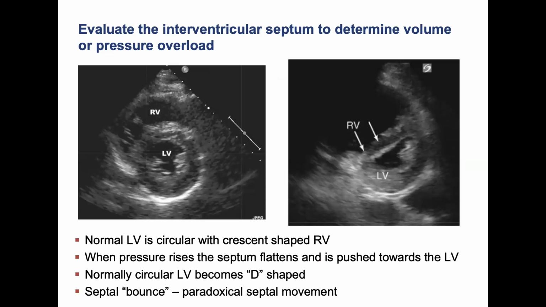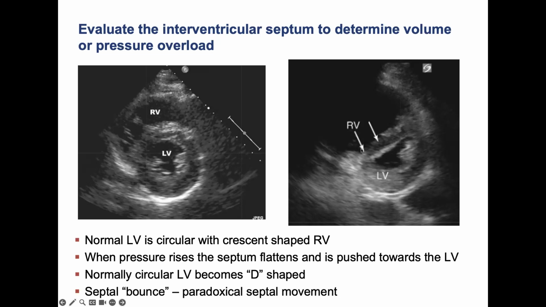We talked about at the beginning evaluating that interventricular septum to determine volume and or pressure overload. So here's that parasternal short axis view. You can see here, normally you'd have a circular left ventricle and a crescent-shaped right ventricle. But as you get right ventricular pressure and volume overload, that is going to push on that septum, and you might see what we call here the D sign, where that left ventricle looks like a D and that right ventricle is pushing on it.